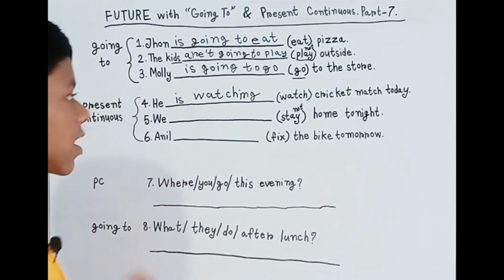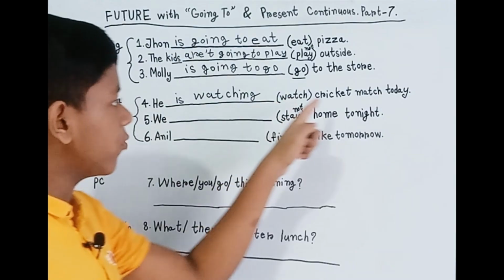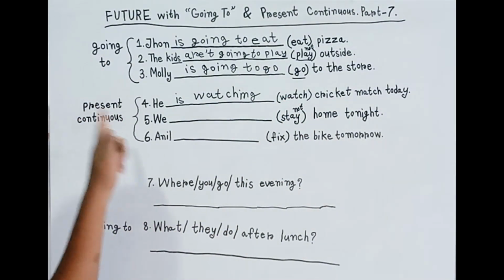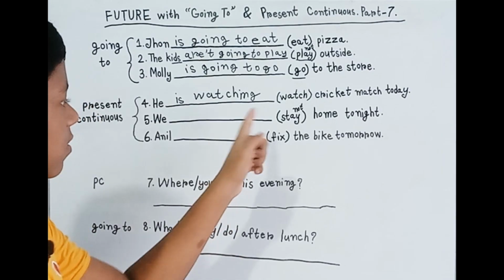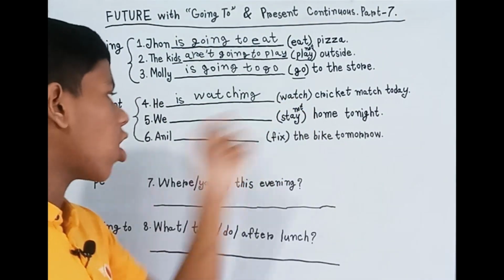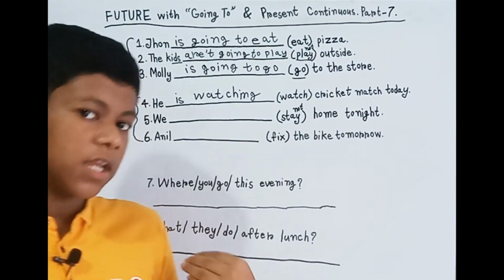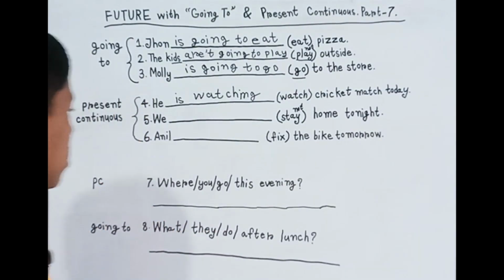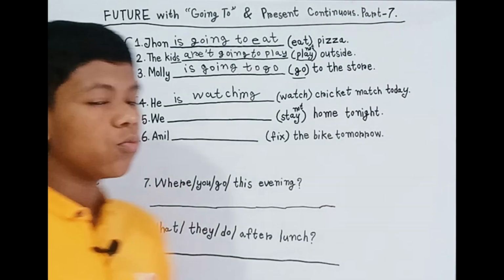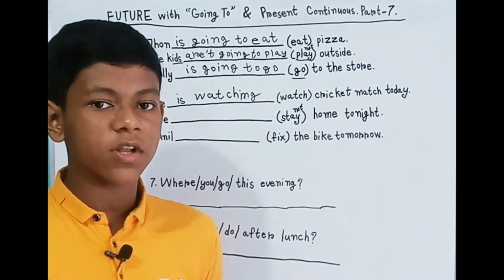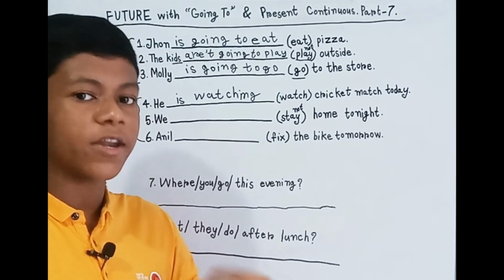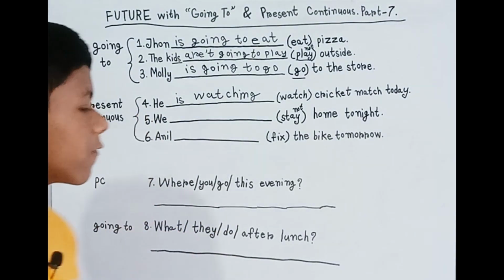Okay, so then our sentence becomes he is watching cricket match today. Okay, the next is we blank not stay home tonight. So here with the main verb we have added not, so we must transform it into the negative. So as for the negative structure in present continuous, we have to remember the formula. Okay, we have done it multiple times. So what can be the formula?